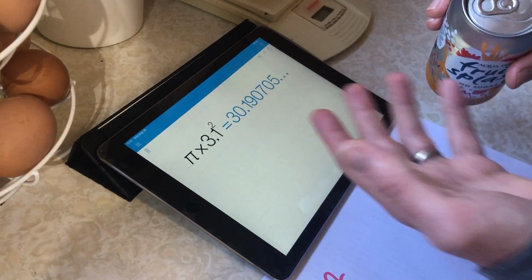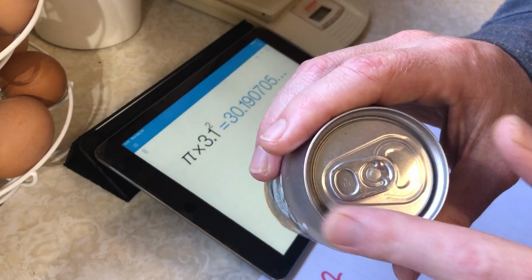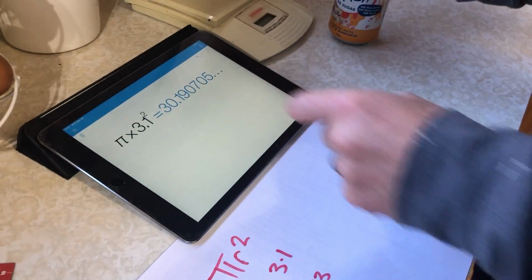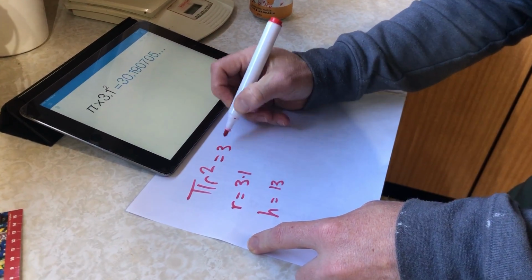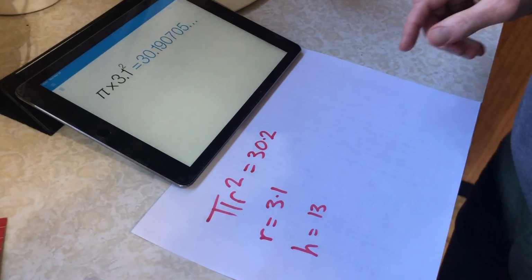So the area of the surface of the can here, this face, this 2D shape, is 30 square centimetres, or 30 and almost 0.2 square centimetres. Now I'm going to multiply this by the height. Firstly, 30, and I'm just going to round it to 1 decimal place, so 30.2.